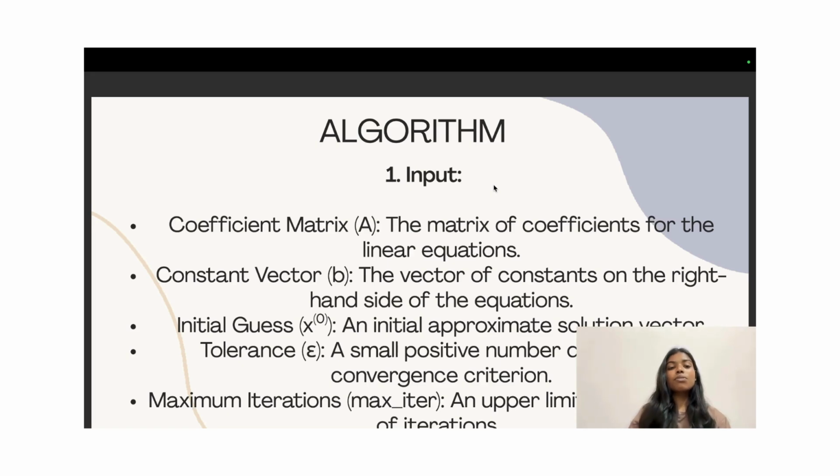Now let us come to the algorithm. Input will be coefficient matrix A, the matrix of coefficients of the linear equations; constant vector b, the vector of constants on the right hand side of the equations; initial guess x0, the initial approximate solution vector; tolerance, a small positive number for the convergence criteria; and maximum iterations, the upper limit of the number of iterations.